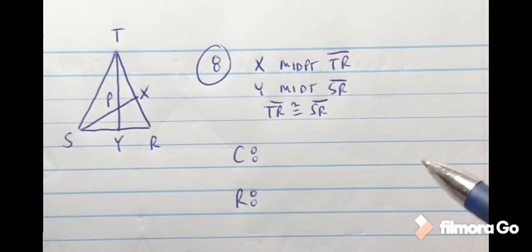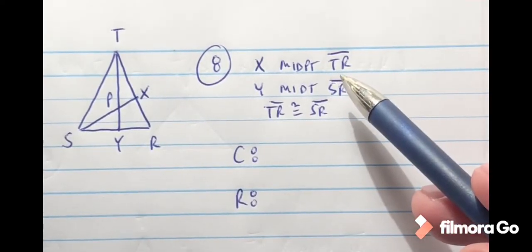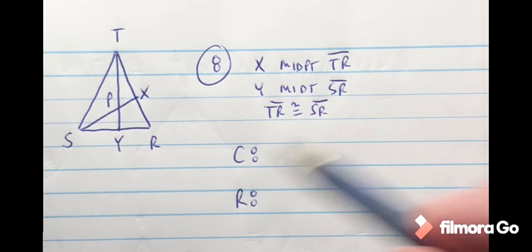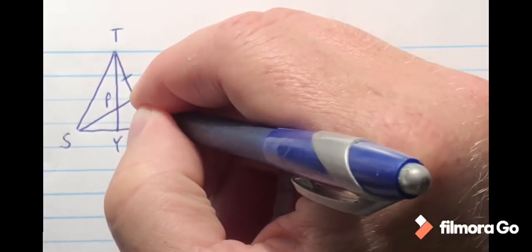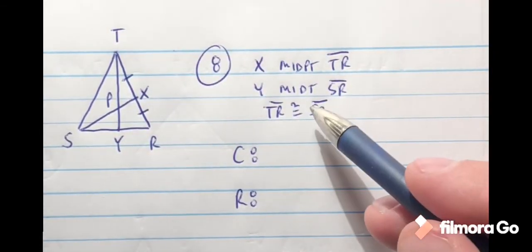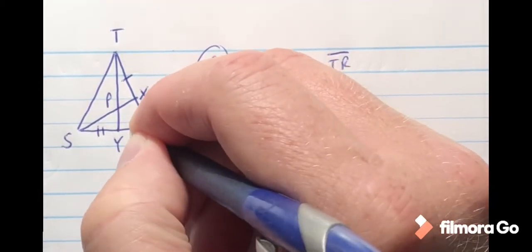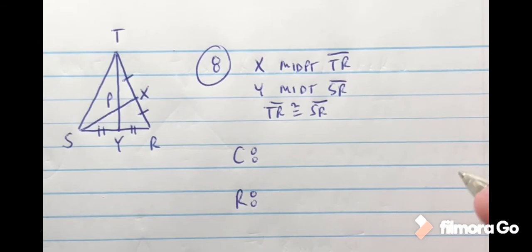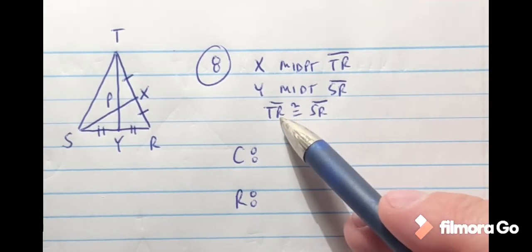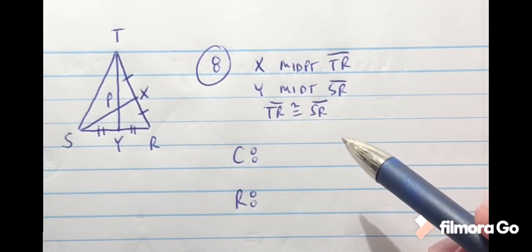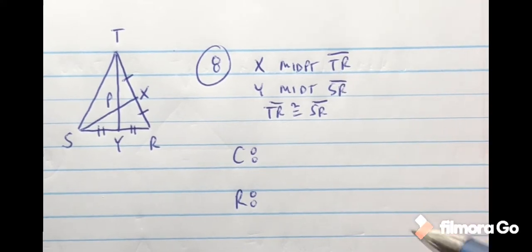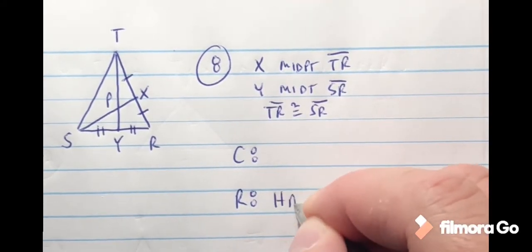Okay, in number 8, they're telling us that X is the midpoint of TR. So that means TX is congruent to XR. They're also telling us that Y is the midpoint of SR, so that means SY is congruent to YR. They're also telling us that the whole line TR is congruent to SR. When we have three statements, that's an indicator to us that we're going to have the halves postulate.